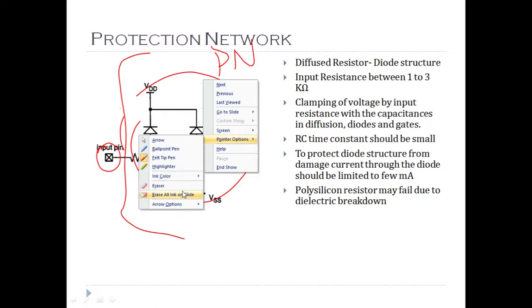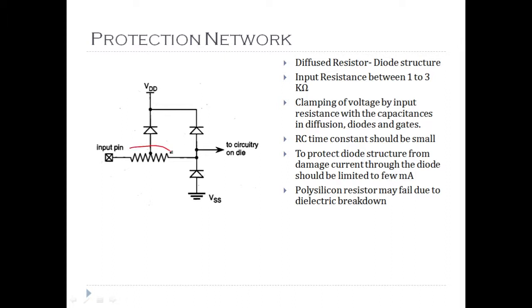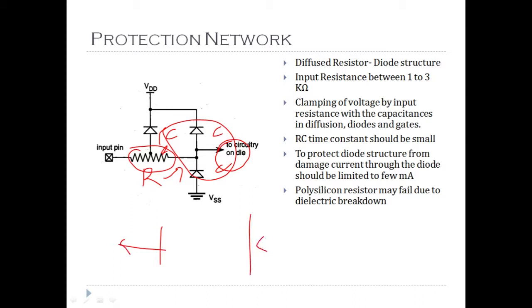This input resistor is a diffused resistor, so it is fabricated using polysilicon. It is typically in the range of 1 to 3 kilo ohm, and this resistor, along with the capacitance of this diffused resistor itself and the capacitance of the diodes which are connected here, acts as a clamping network. It clamps the voltage which will be applied to the internal circuit to a certain level, so that the internal circuit doesn't have to go through a larger voltage stress.